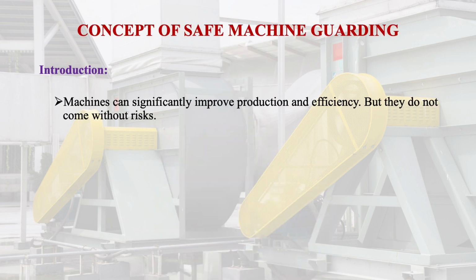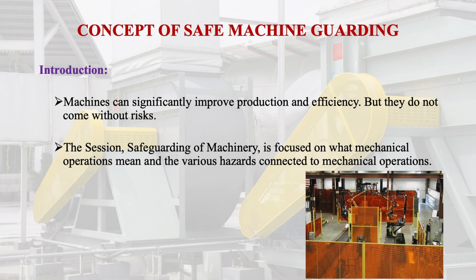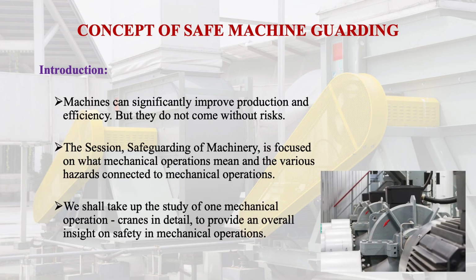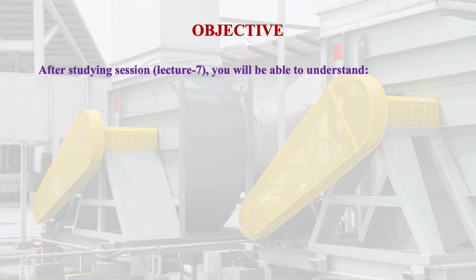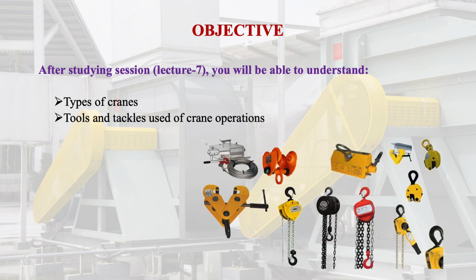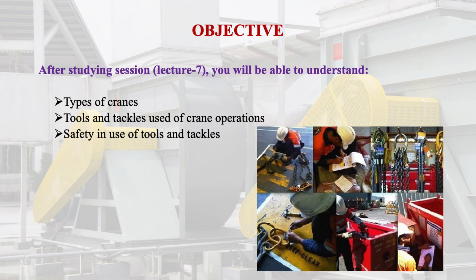Machines can significantly improve production and efficiency, but they do not come without risk. The session Safeguarding of Machinery is focused on what mechanical operations mean and the various hazards connected to them. We shall take up the study of one mechanical operation, cranes, in detail to provide an overall insight on safety in mechanical operations. After studying this session, lecture 7, you will be able to understand types of cranes, tools and tackles used for crane operations, and safety in use of tools and tackles.